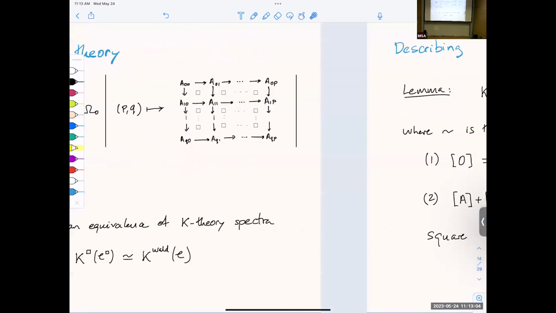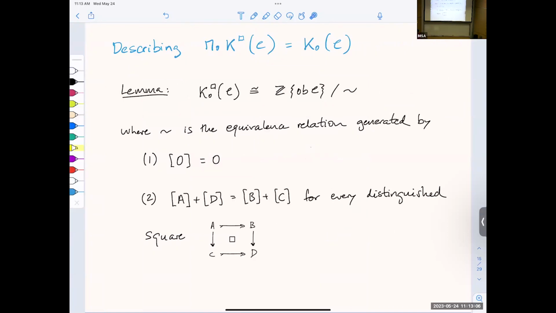Okay, so this is the framework. Now, what about that spectrum? What about pi naught of that spectrum? If you take pi naught of your K-theory spectrum with squares K-theory, what you're going to get is K naught, which is going to be the free group on the objects in your category, quotiented by the equivalence relation that's given by these two features.